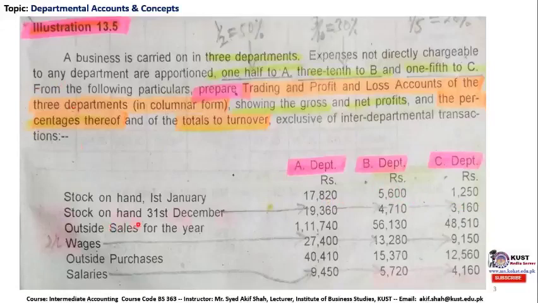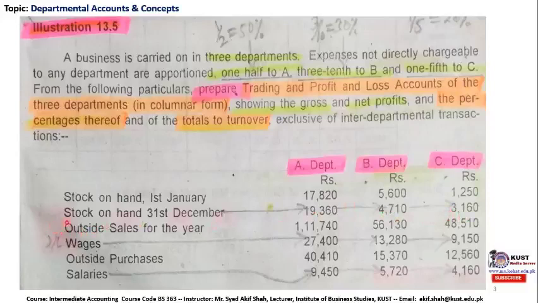Similarly, stock on hand for December 31st, which is known as the ending inventory or ending stock, for Department A is 19,360. For Department B, it is 4,710. For Department C, it is 3,160.